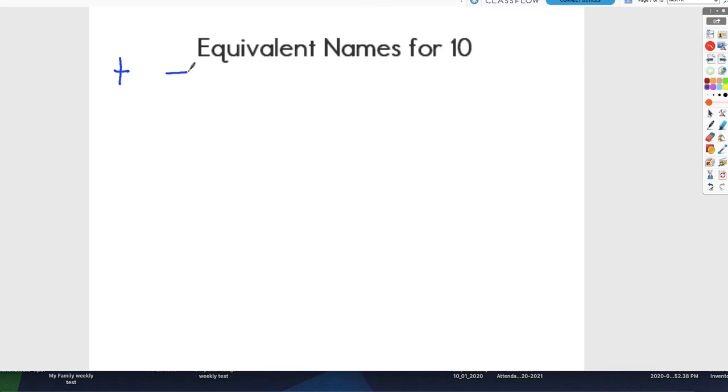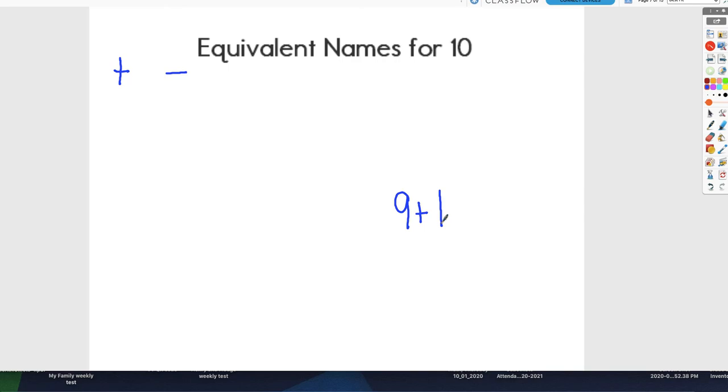One way that we could name 10. What's one problem that we could use to name 10? Alina? 9 plus 1. 9 plus 1. Let me put that one right here. And I'm doing this for a reason why I'm putting it over here on the side. I'll show you my pattern in just a little bit.